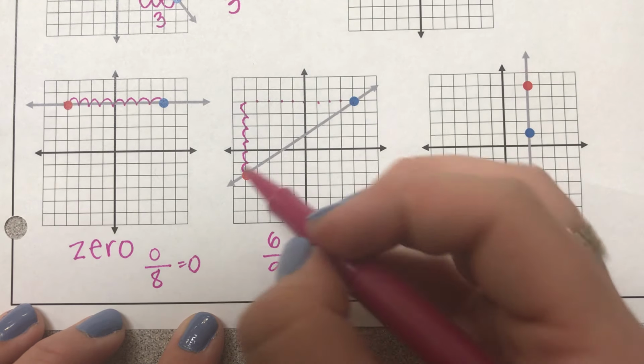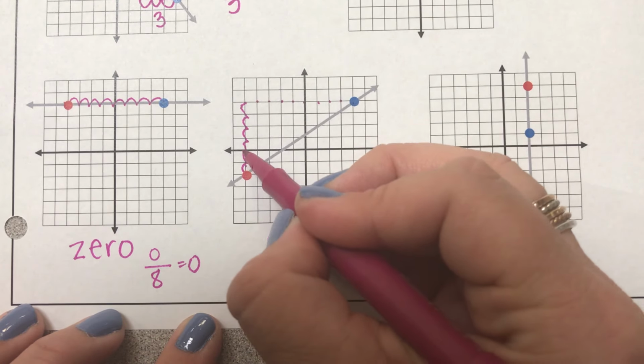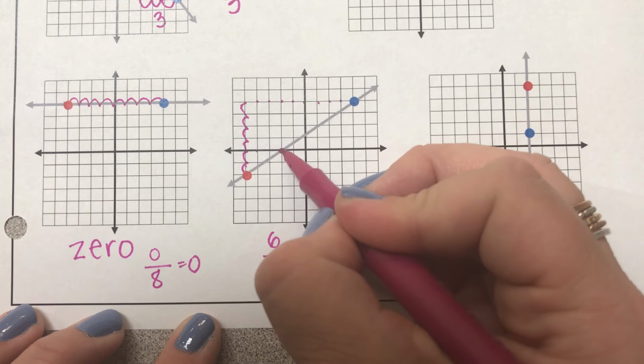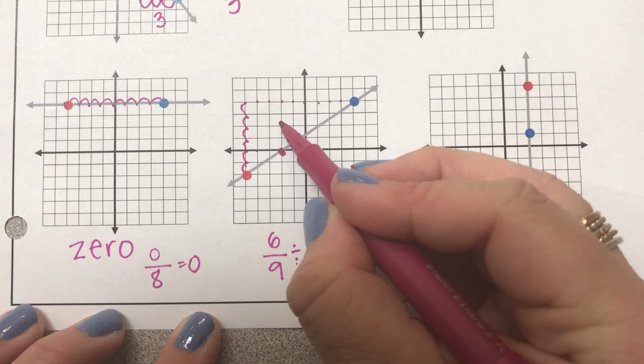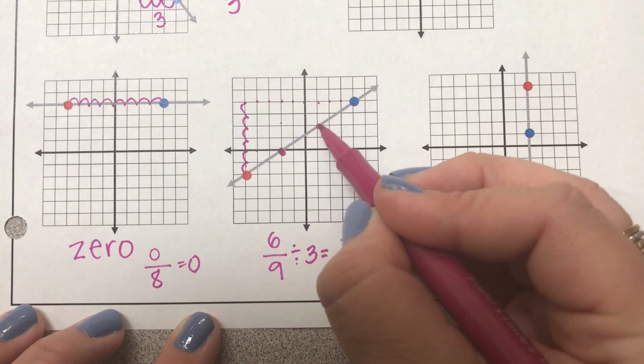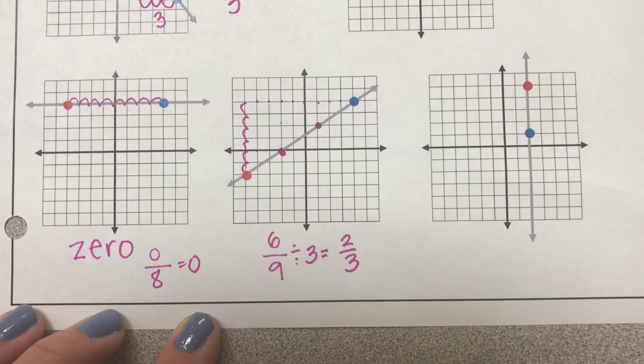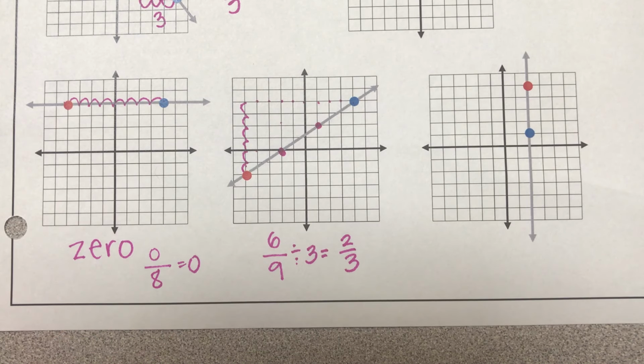And watch this. So Slope Dude could have gone up 2 over 1, 2, 3, and he took a rest right there. And then he went up 2 and over 1, 2, 3, and took a rest right there, right? 2 over 3 is the same as 6 over 9.